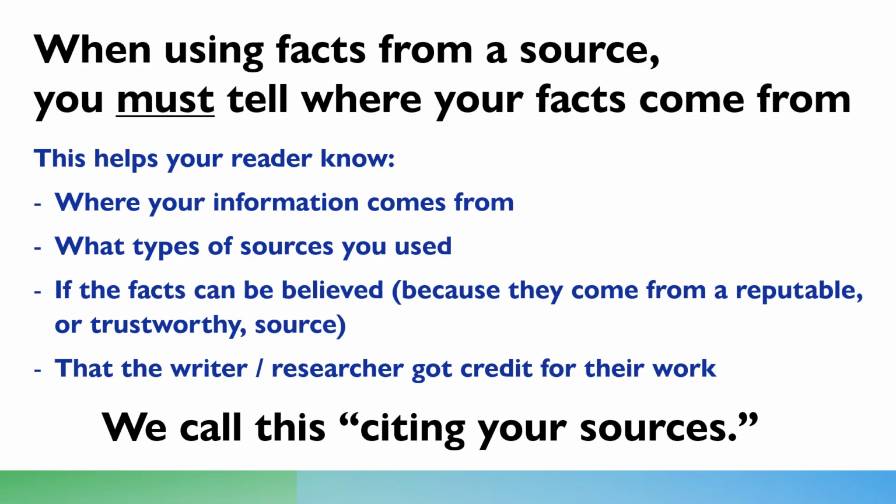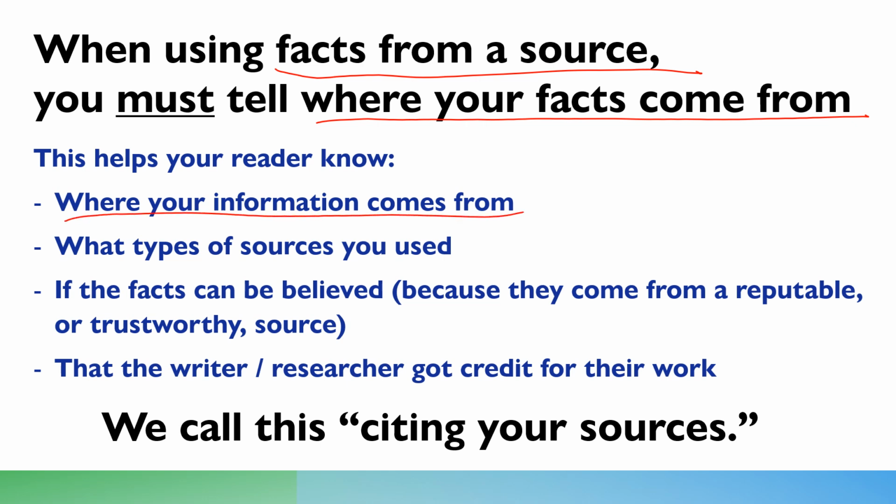The big idea that I want you to be able to understand is that when using facts from a source, we have to tell where the facts come from. We mostly do that so that the reader gets the extra info they need. For example, the reader should know where your information comes from. Your reader wants to know what types of sources you used. They want to know if they can trust your facts, if those facts can be believed. They want to know they came from a reputable or trustworthy source.